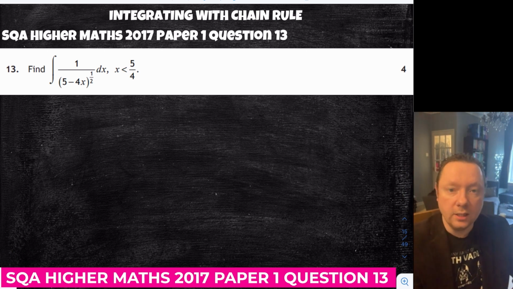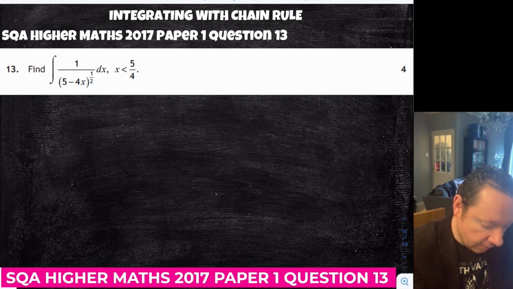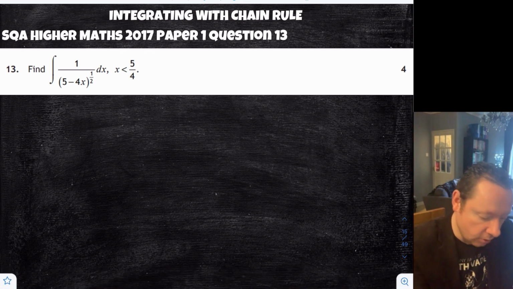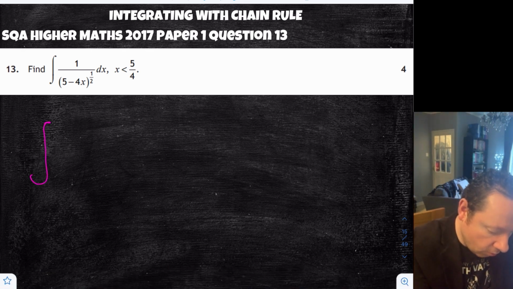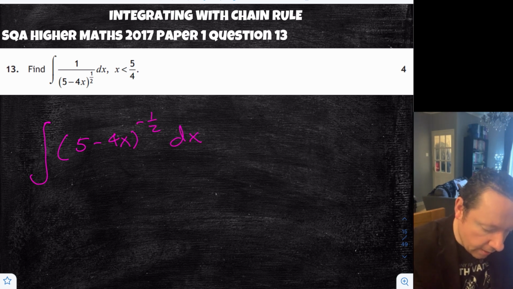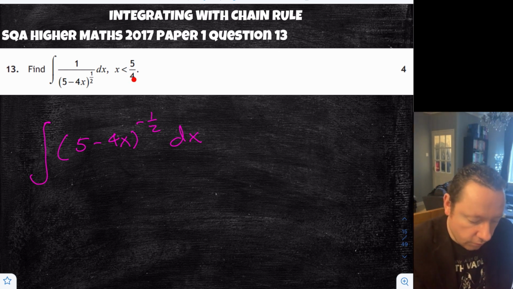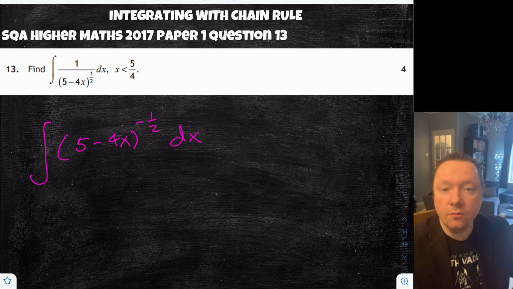Okay, integrating with the chain rule, not a trig function this one. 2017 paper 1 question 13. Integrate this function, so we need to get it ready to integrate first. So that becomes the integral of 5 minus 4x to the minus a half dx. It's telling you obviously that x can't be more than 5 over 4 because otherwise this would not be valid.